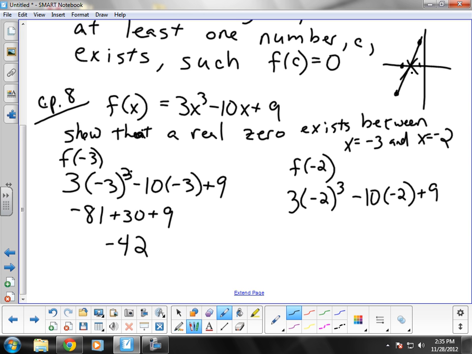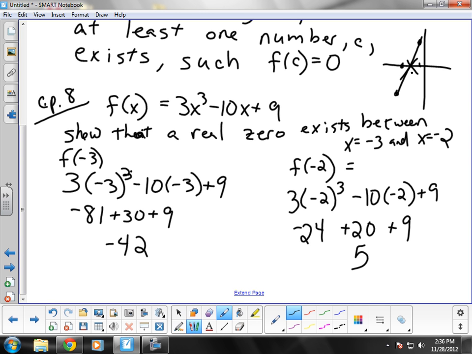Okay. And then this is 8. It's negative 8 times 3, which is negative 27, plus 20, plus 9. Did I say negative 27? Y'all knew I meant negative 24, though, right? Because 8 times 3 is 24. And so that's a positive 5.